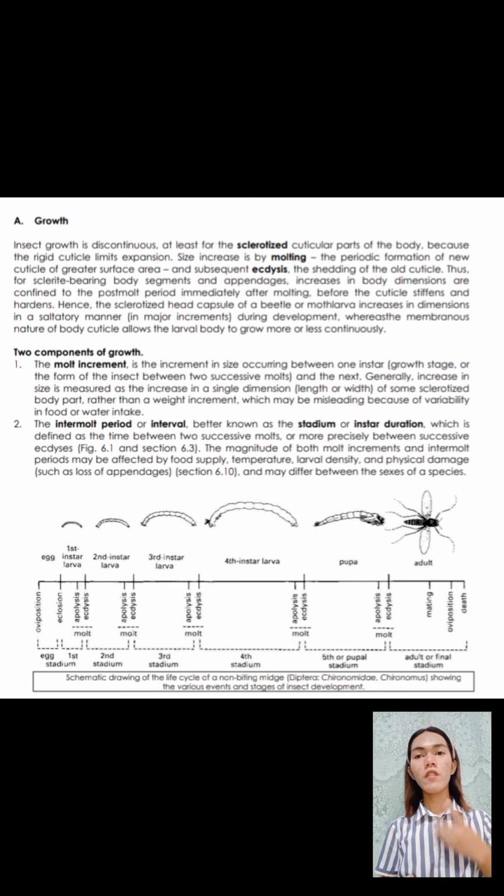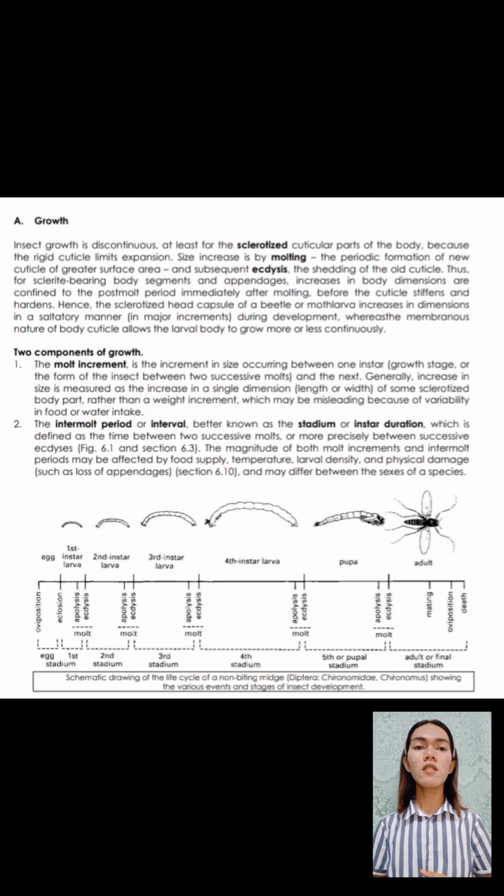Insect growth. Insect growth is continuous, at least for the sclerotized cuticular parts of the body, because the rigid cuticle limits expansion. Size increase is by molting, the periodic formation of new cuticle of greater surface area, and subsequent ecdysis, the shedding of the old cuticle. Thus, for sclerite-bearing body segments and appendages, increases in body dimension are confined to the post-molt period immediately after molting.